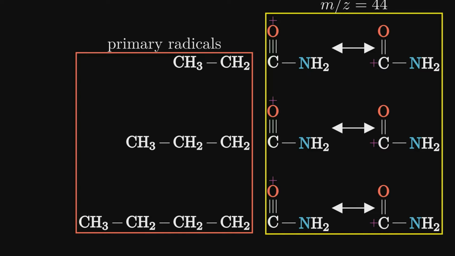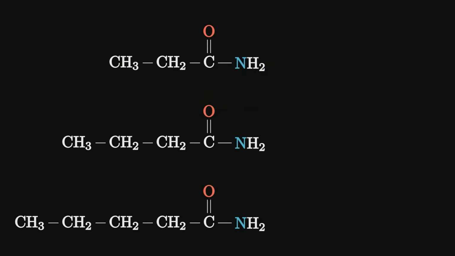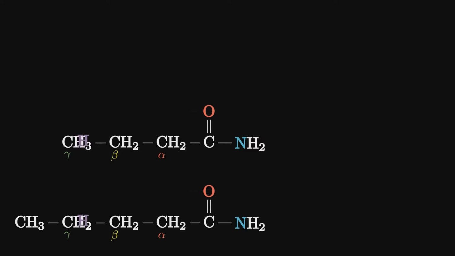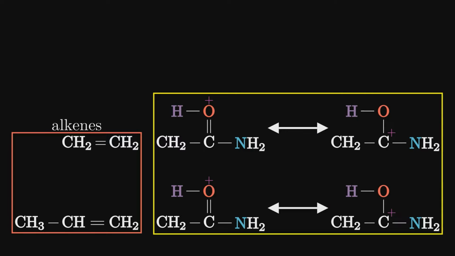The second type is the McLafferty rearrangement, which only occurs if the alkyl chain is long enough. The first amide is too short, so it will not undergo this process. Meanwhile, the other 2 amides contain a gamma carbon, and thus gamma hydrogen, so it will occur on both. When it does, they produce alkenes which go undetected. As for the cations, the charge is once again shared between oxygen and carbon, and they have mass 59.